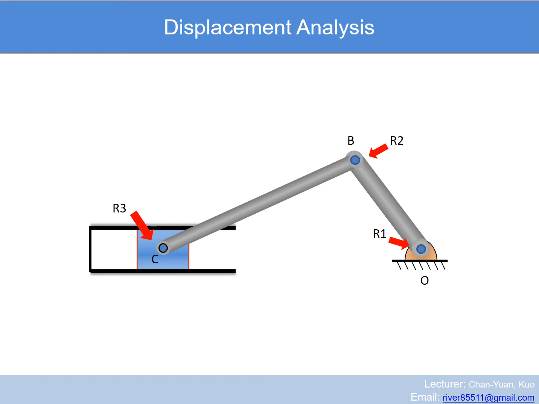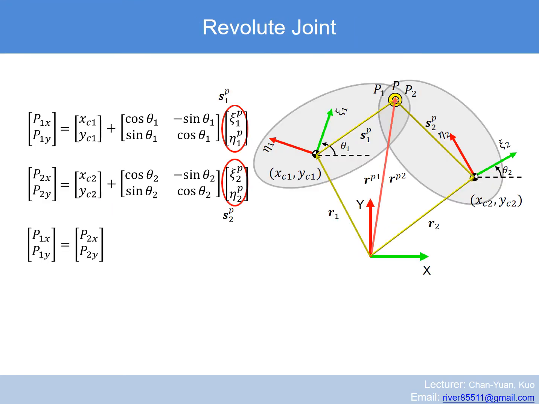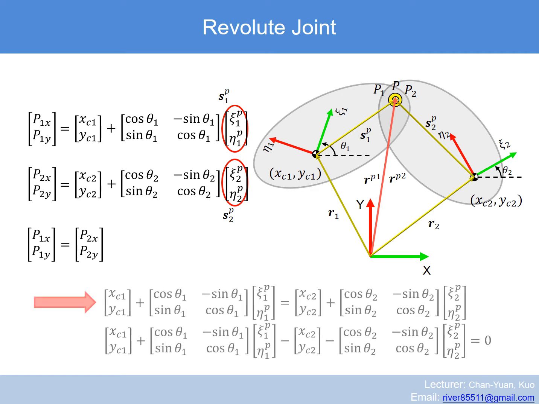Next, we are going to derive the constraint equations for R1, R2, and R3. But before that, let's have a quick review of what we have learned about the revolute joint. Here, a point P1 on rigid body 1 and a point P2 on rigid body 2 are joined together by a revolute joint, which means the positions of P1 and P2 in the global coordinates will always be the same. Therefore, we can express their positions using coordinate transformation and derive the constraint equations shown here.